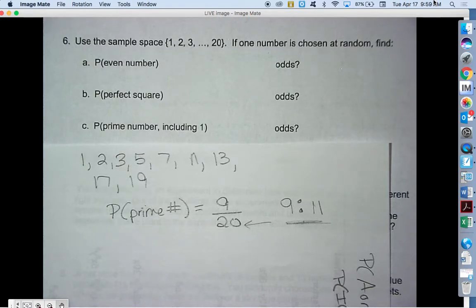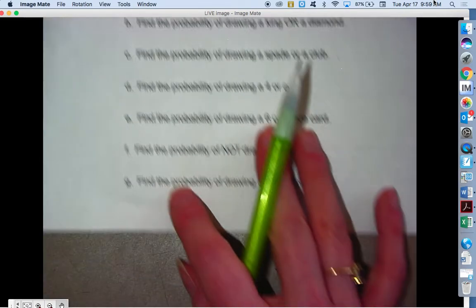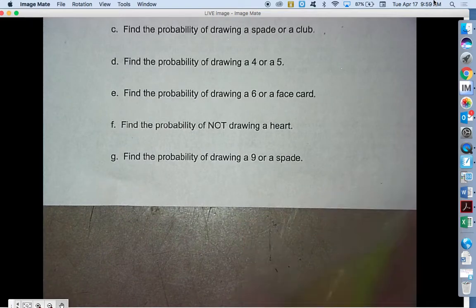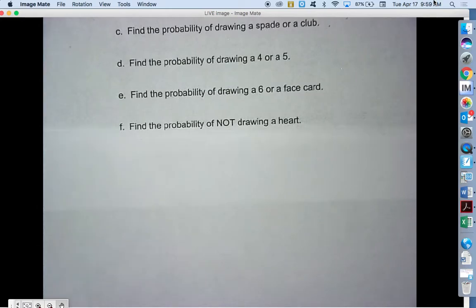Virginia. 9F. So 9F says find the probability of not drawing a heart. So this is actually using complements. So if we wanted the probability of not drawing a heart, one of the ways we could work through this is find the probability that you have a heart.